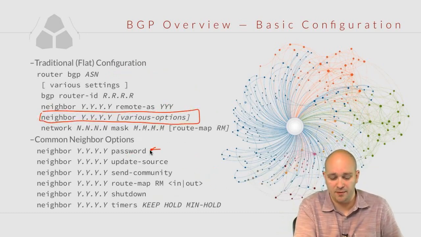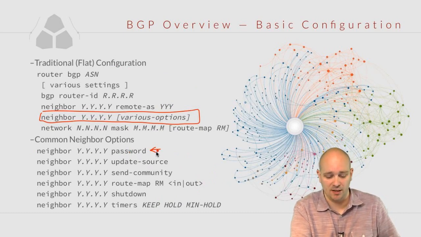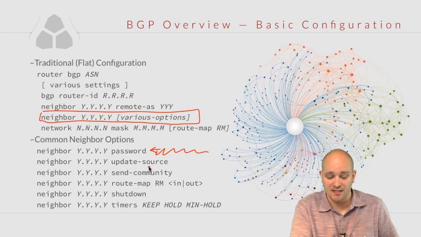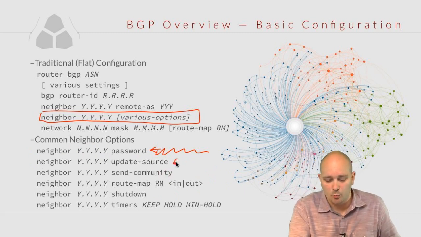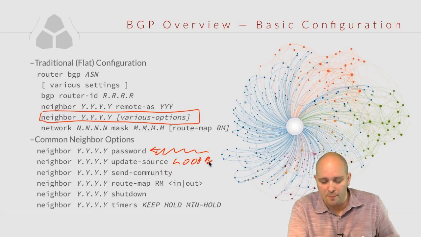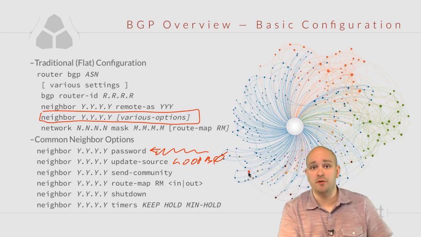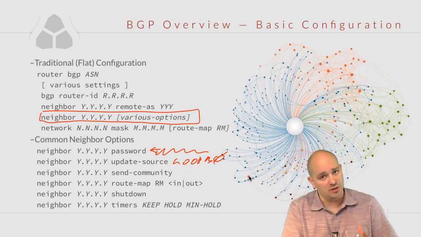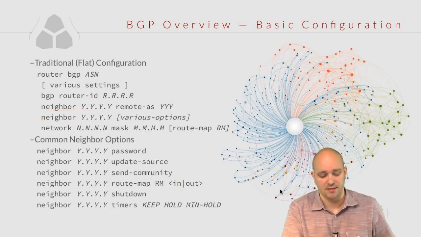Well, we can specify the password, and here we would say neighbor, whatever neighbor's IP address is, password, and here we would simply specify the password. We can use update source, and this is a very common configuration in internal peerings where we want to use a loopback interface as the update source, or it can even be used for external peerings if we have non-directly connected neighbors. We can also specify send community, and I'm going to talk about communities later on.